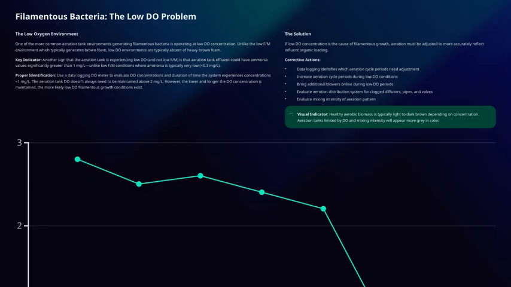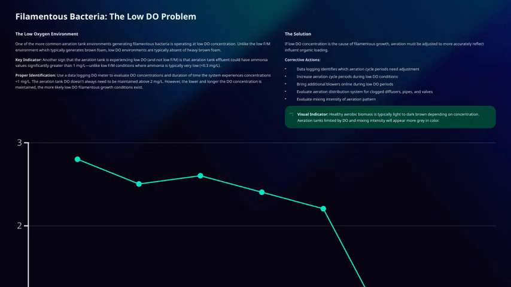To properly identify low DO issues, I recommend using a data logging DO meter. This helps you evaluate how long and how often the DO levels drop below 1 mg/L. Remember, you don't always need to keep DO above 2 mg/L, but the longer and lower the DO stays, the more likely filamentous growth will occur due to low oxygen conditions. So, what's the solution? If low DO is causing filamentous bacteria, you need to adjust your aeration system to better match the influent organic loading.